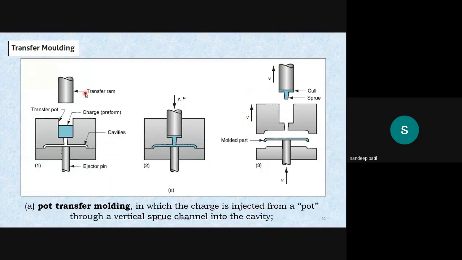Same figure here: the transfer ram, the charge, that is the preformed charge, which is heated plus compressed plastic material, in a transfer pot. Then it is injected. When the transfer ram punches, or you can say a compressive force is applied on this charge, it is injected through this particular shape, and then it is taken out after cooling. That will become your molded part.